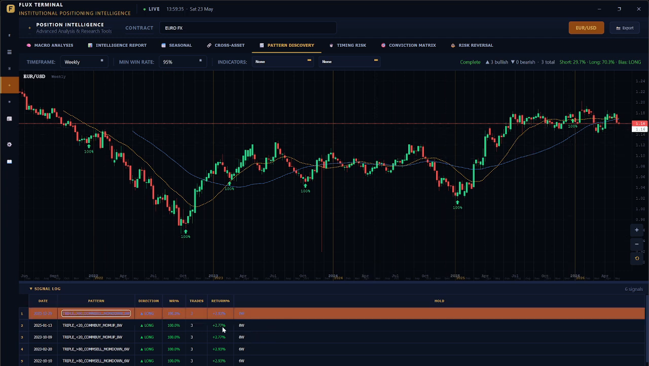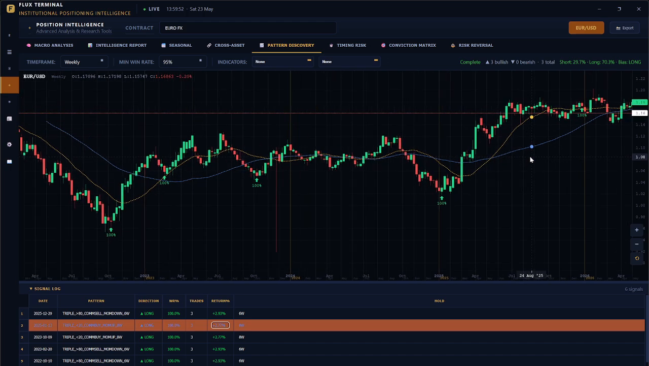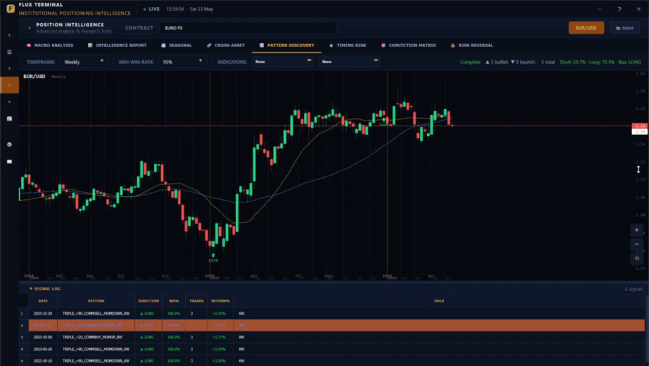This is the last signal, where it tells me the win rate is 100%. It happens 3 times over 10 years, and the return will be almost 3% of the account. So for how long are you going to hold it? You're going to hold it for 6 weeks. Let's see if this one actually was profit.